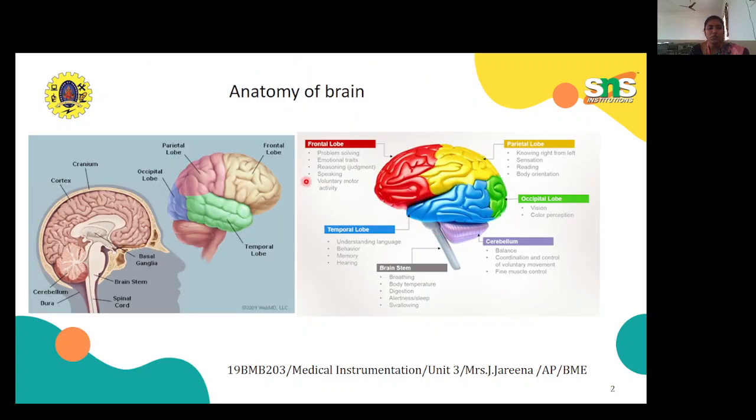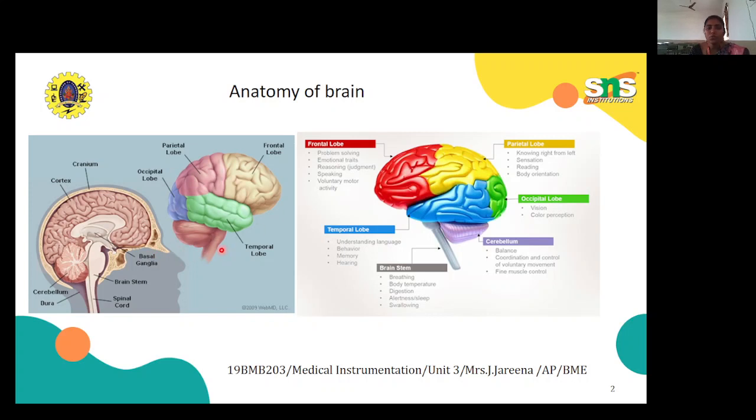Next we will brush up on a few basic things about the anatomy of our brain, which we might already have studied in lower classes. The main parts are the cranium, cortex, brainstem, spinal cord, cerebellum, dura, and basal ganglia. These are the main things we should know before getting into EEG. That's why I'm teaching the basics of brain anatomy.